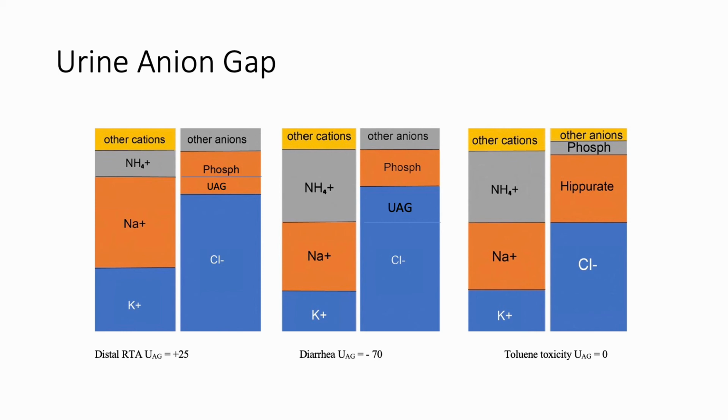Now, you have a special situation when you have toluene toxicity, someone who sniffs glue, and toluene will be metabolized, and you have hippurate in the urine. Here, ammonium is high, but the problem is ammonium is not being excreted with chloride, it's being excreted with hippurate, so you have a zero anion gap, so it will appear as if you have renal tubular acidosis, but this is not the case. So you have a zero anion gap, or even a positive anion gap because of the hippurate.